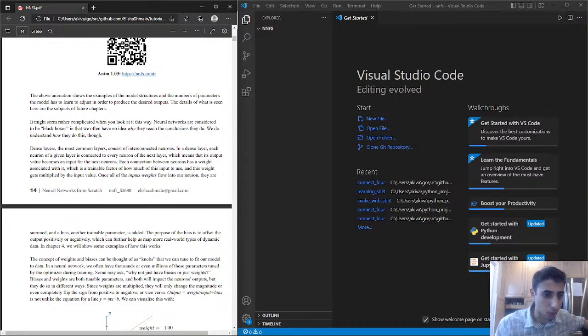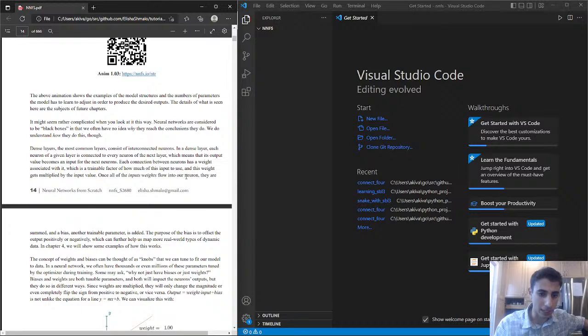Each connection between the neurons has a weight associated with it, which is a trainable factor of how much this input to use, and this weight gets multiplied by the input value. So these lines that I'm drawing, that a neuron is connected to all the other neurons, that line is basically a number. It's a weight, and it could be like 0.5. In other words, take this input value from this neuron and just times it by 0.5 and then pass it into this neuron. And this one could be like 0.7, and this one could be like 1. That's very similar to how our brains work. And we could tweak those numbers, and that's basically how we tweak our neural networks.